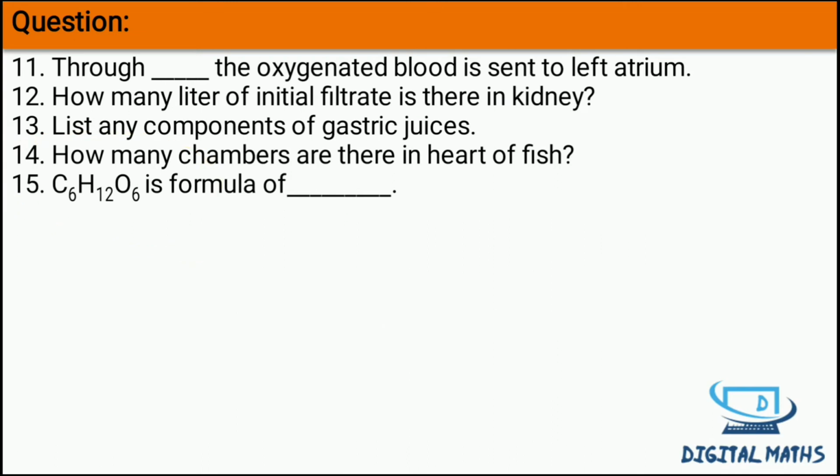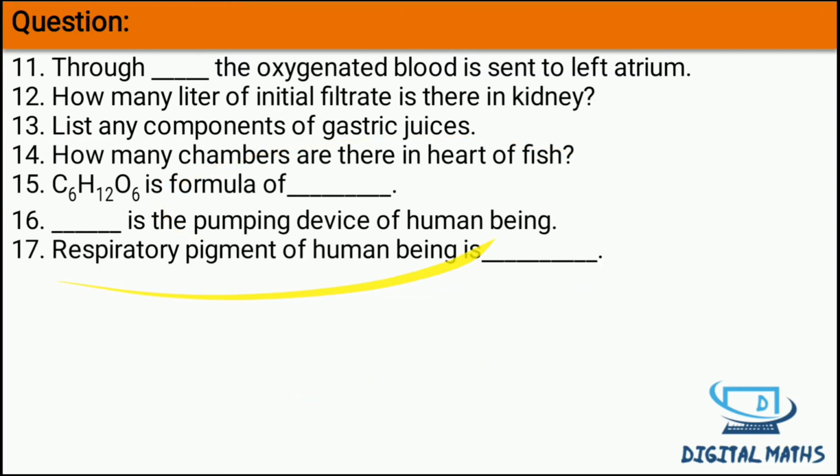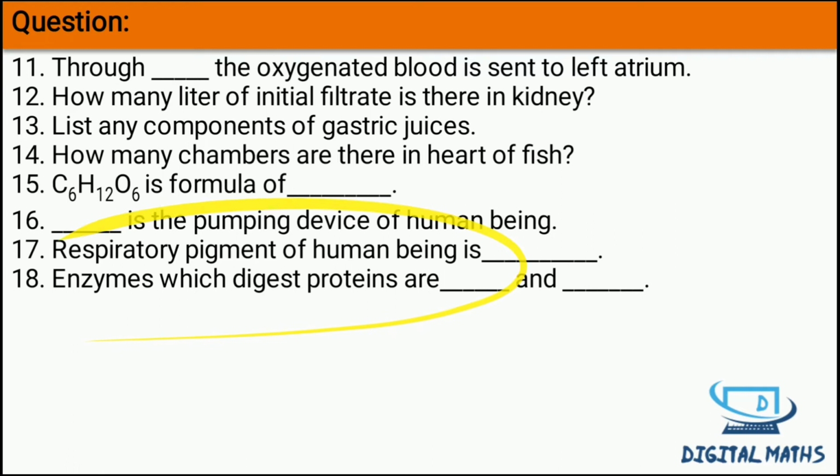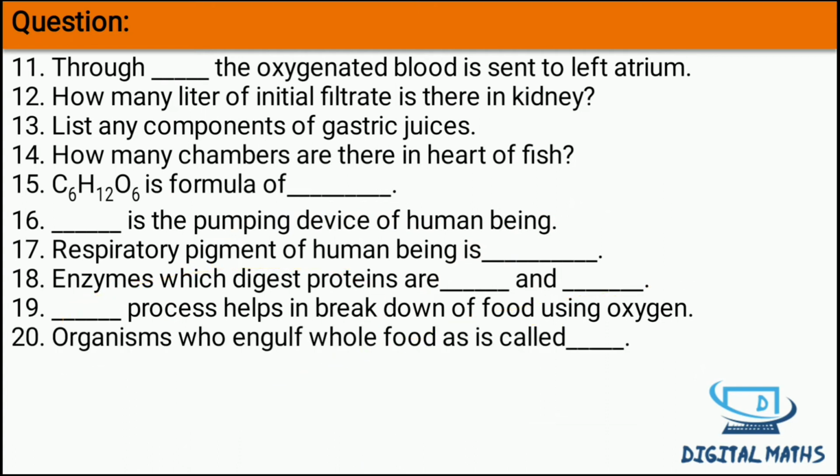C6H12O6 is the formula of dash. Dash is the pumping device of the human being. Respiratory pigment of human being is dash. Enzymes which digest protein are dash and dash. Dash process helps in breakdown of food using oxygen. Organism which engulfs whole food is called dash.